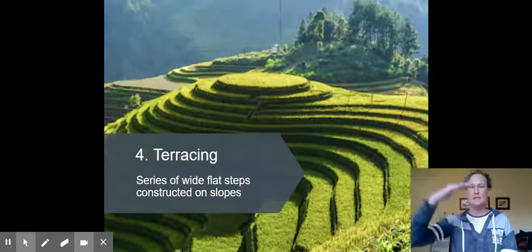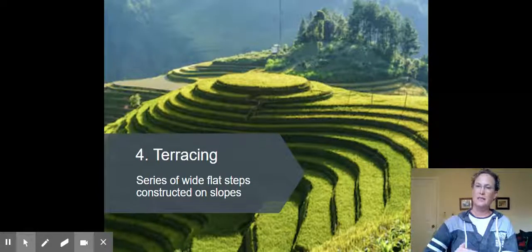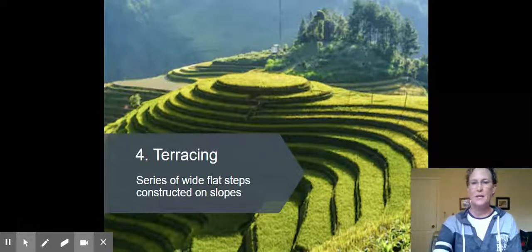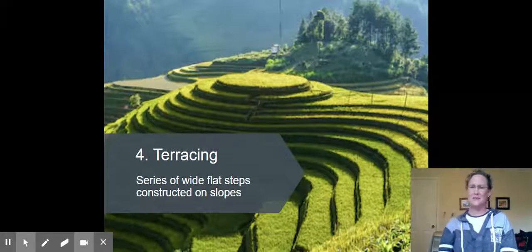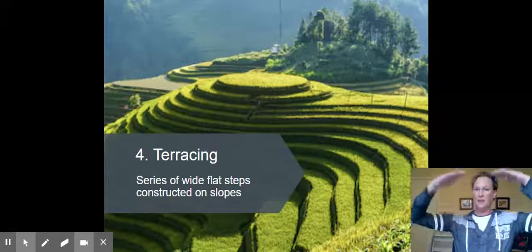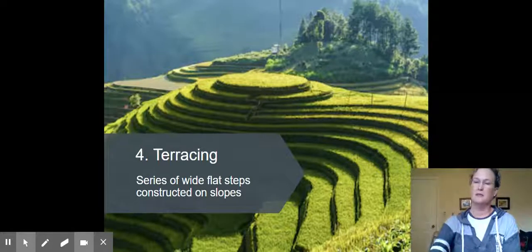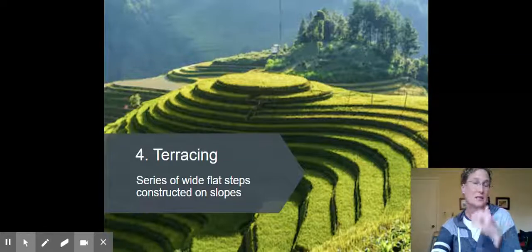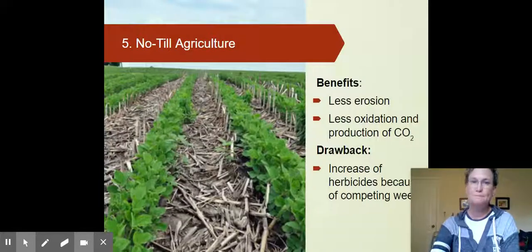The next one is terracing. You're cutting into the land to create terraces, a series of wide, flat steps constructed on slopes. So this makes use of land that's not completely flat. You can actually grow things on an incline, because not all the land that you have available is flat. So there's more availability of land to grow food.